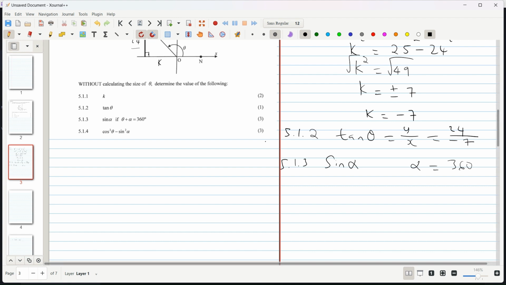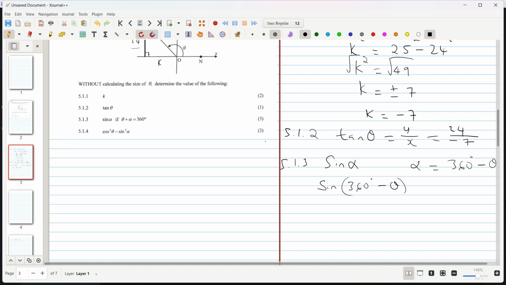So alpha in terms of theta will equal 360 minus theta, because you can see here theta plus alpha equals 360. So it means alpha equals 360 minus theta. We can substitute it here in our sine alpha. Instead of writing alpha, it will be 360 degrees minus theta.